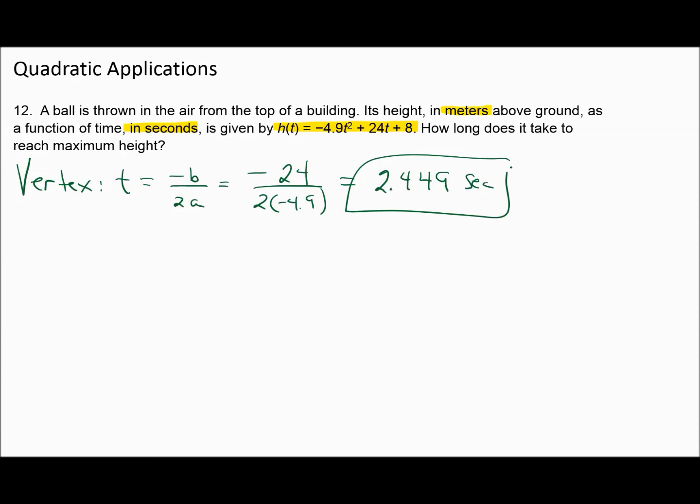But what is the maximum height? Actually, it doesn't say what is the maximum height. It just says how long does it take to reach the maximum height. So we're done. If it asked for the maximum height, we'd have to plug it back in. This says how long. So we're done. That's it. That's all we have to do. Yay! Okay.